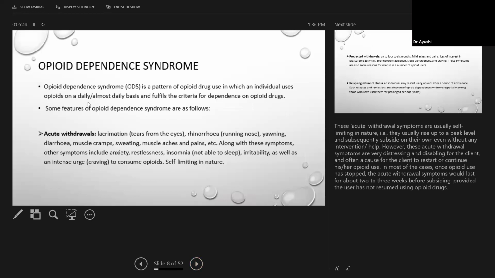Opioid dependence syndrome is a pattern of opioid drug use in which an individual uses opioids on a daily or almost daily basis and fulfills the criteria for dependence on opioid drugs. Some of the features of opioid dependence syndrome are as follows. First is acute withdrawal, in which there is lacrimation, rhinorrhea, yawning, diarrhea, muscle cramps, sweating, muscle aches, and pains. Along with these, other symptoms include anxiety, restlessness, insomnia, irritability, as well as intense urge or craving to consume the opioid, and it is self-limiting in nature.